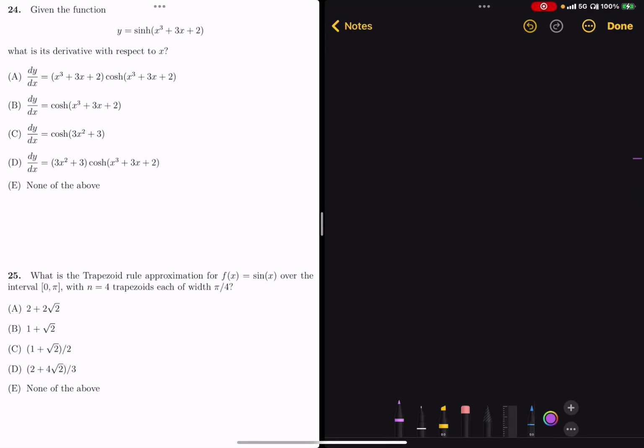So we're going to have a look at some more questions from the 2014 University Calc 1 uni paper. So here we have a sine derivative and then we have a trapezoidal rule. So question 24, we are asked what is the derivative of this function with respect to x?